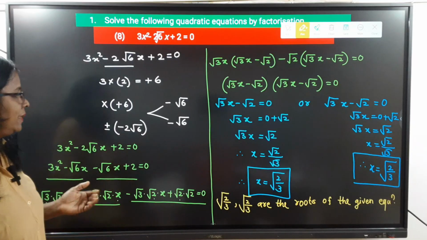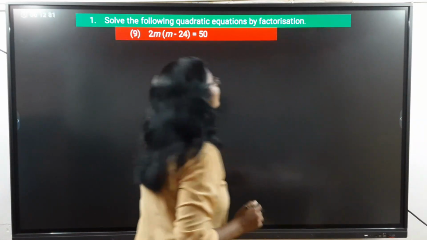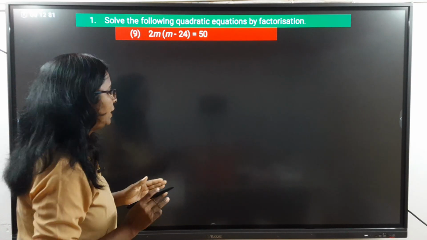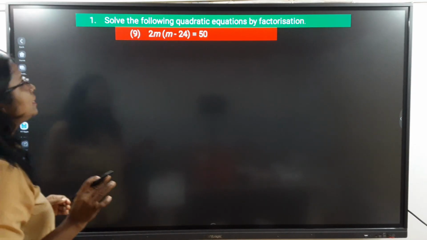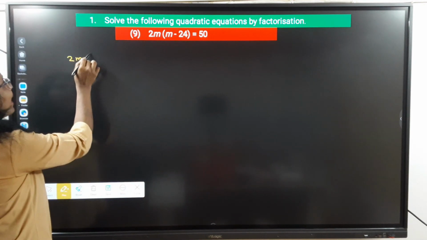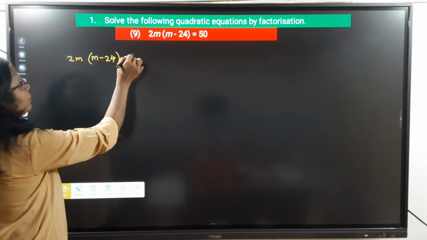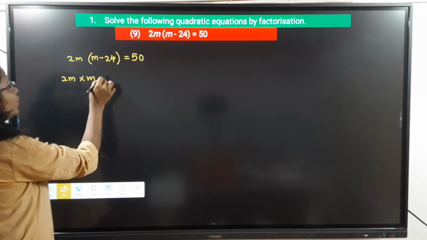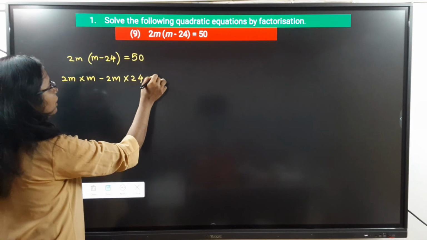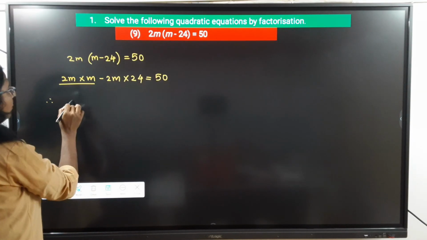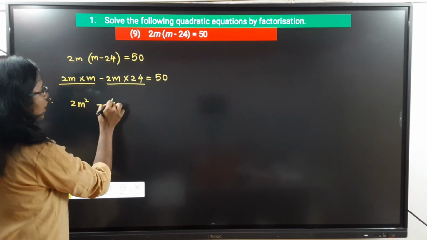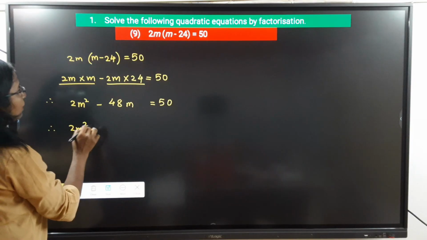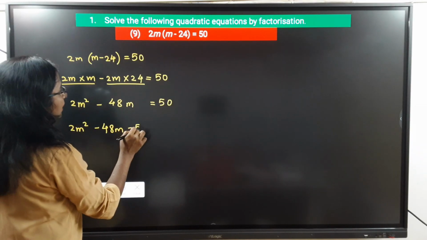Okay, students. Then next example. See here, the next example is 2n in the bracket n minus 24 is equal to 50. So first write down the equation as it is. 2n in the bracket n minus 24 is equal to 50. So now I simplify this equation. 2n multiply n minus 2n multiply 24 is equal to 50. Therefore, product of this, 2n square minus product of this, 48n is equal to 50. So now simplify further. Therefore, 2n square minus 48n minus 50 is equal to 0.